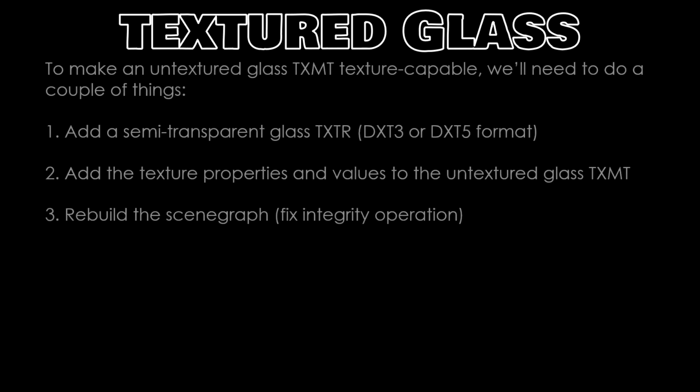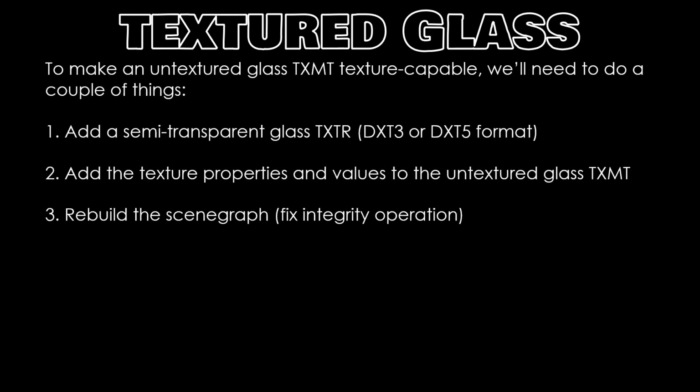Moving on to textured glass. So if you have this untextured glass material that you really like, say, this one is really cool, I like the way the environment cube looks, and I like how shiny it is, and I like everything about it, but I want to make it textured. So we add a semi-transparent glass TXTR as we would when adding any other subset. And then we add texture properties and values to the untextured glass TXMT, and then we rebuild the scene graph. That's a fix integrity operation.